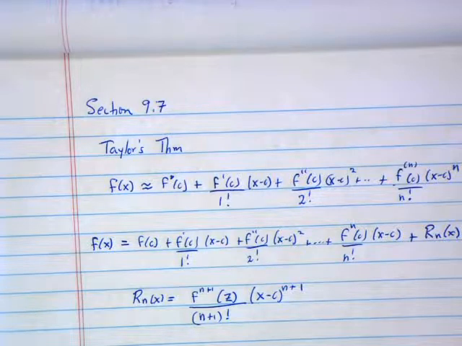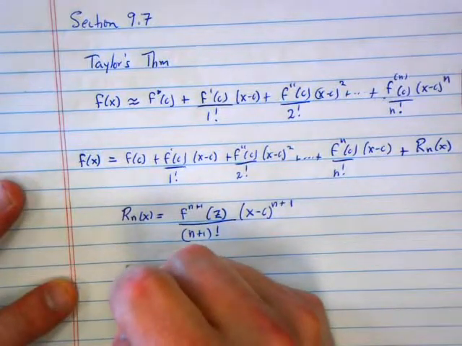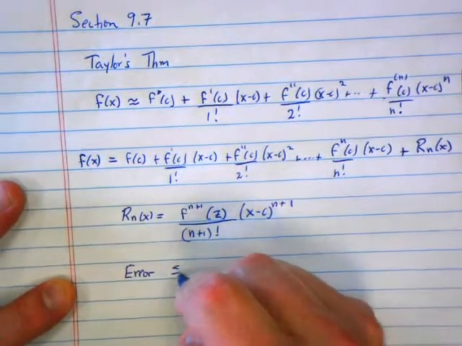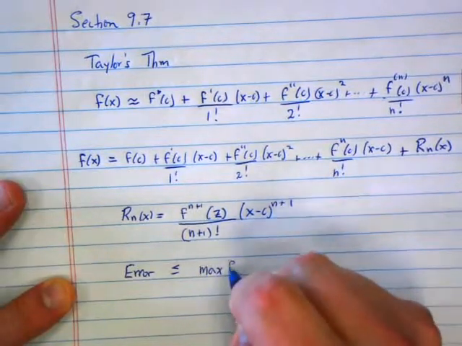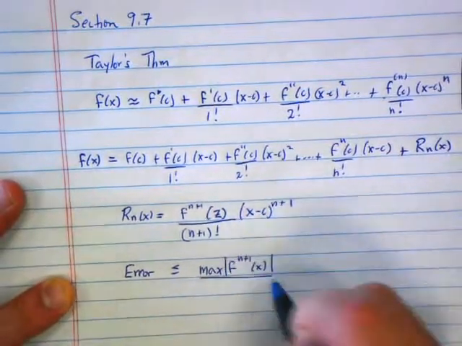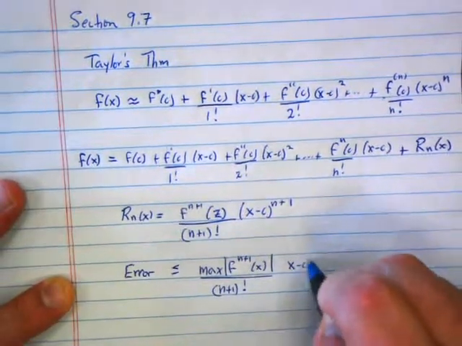The bad news with this theorem is it doesn't tell you how to find the number z. And in general, there's no easy way to do that. However, what it does allow us to do is put a bound on our error. So typically this is used for the error is less than or equal to the maximum of the derivative, absolute values, divided by n plus 1 factorial x minus c to the n plus 1.